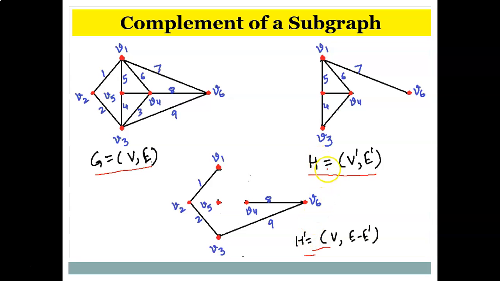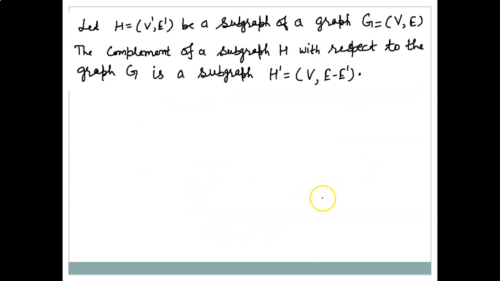One thing you can observe over here, the vertex set remains the same, that is, all the vertices will be present over here, and the edges are different because it will consist of those edges of G which are not in H. Therefore this is the complement of graph H. Now the definition can be given in this way. Let H equal to V dash, E dash be the subgraph of the graph G, and the complement of subgraph H with respect to graph G is a subgraph H dash, which can be represented like this.